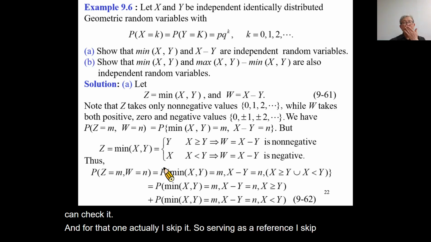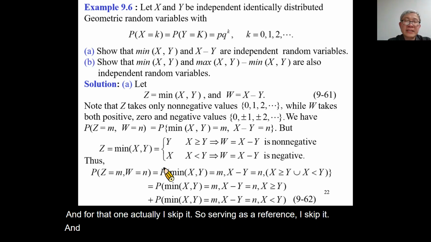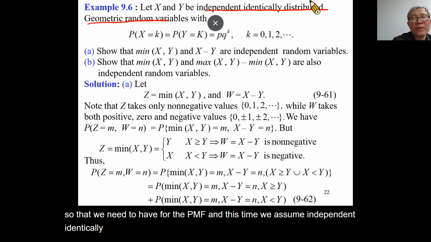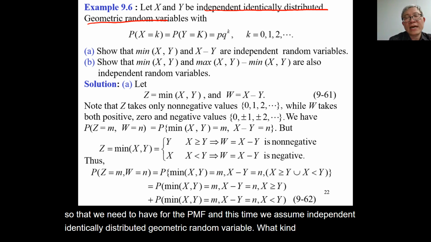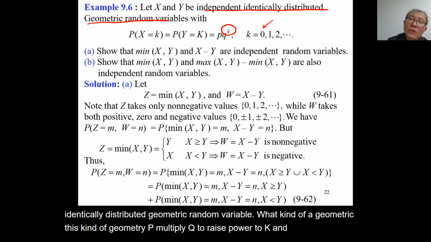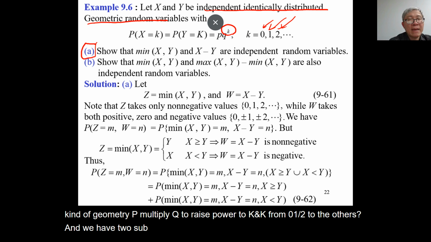And for the next one, actually I skip it, serving as a reference, but I skip it. And finally, we have this example talking about the discrete random variable. So that we need to have the PMF. And this time we assume independent, identically distributed geometric random variables. What kind of geometric? This kind: P multiply Q raised to the power K, and K from 0, 1, 2 to the others. And we have two subproblems, A and B.